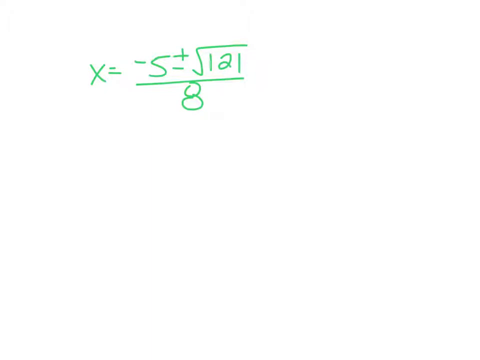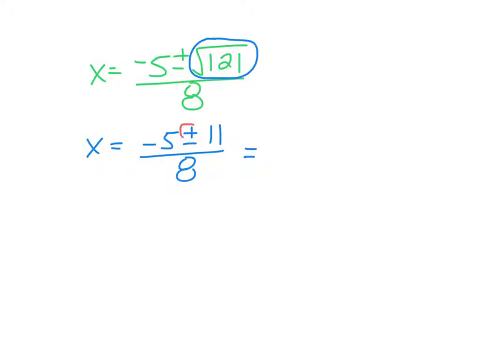So here's what I ended up with. I just went to another page because I was running out of room. And now I just need to know, well, what is the square root of 121? That's equal to 11. So now I have x is equal to negative 5 plus or minus 11 over 8. And now I'm just going to do both of those operations.